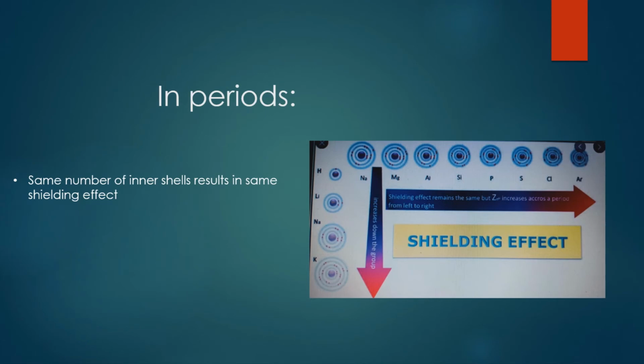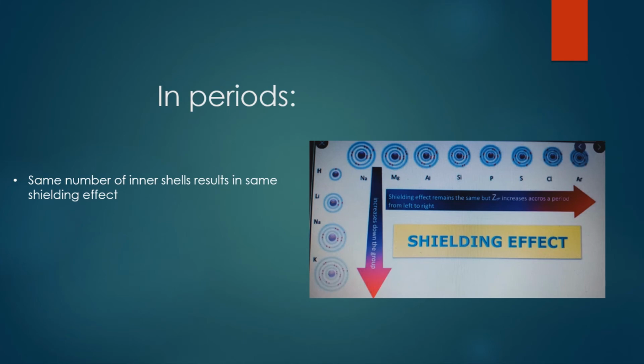As we have discussed earlier, in a period the number of shells remains the same. So sodium has 3 shells, whereas argon also has 3 shells. But the number of electrons in argon is greater than in sodium. In argon, the number of electrons in the outermost shell is 8, whereas in sodium the number of electrons in the outermost shell is 1. But the inner shells or the inner electrons remain the same as we start from sodium and end on argon.